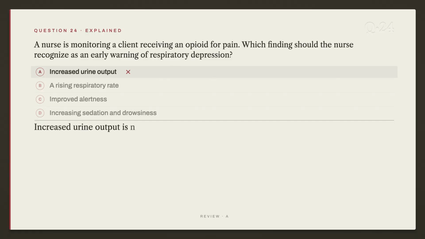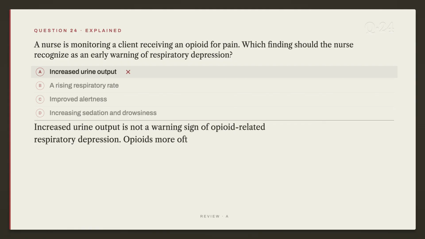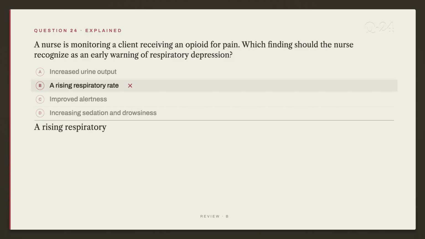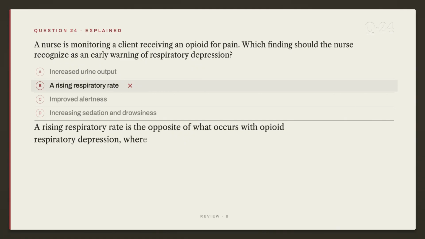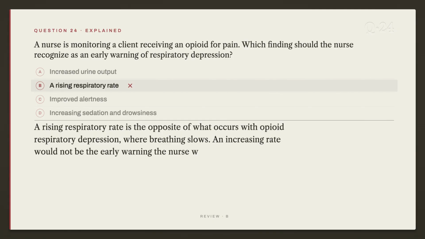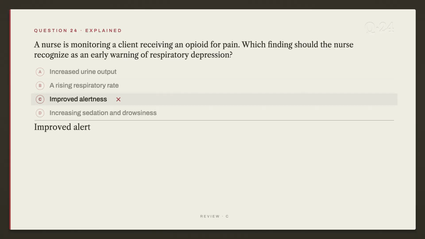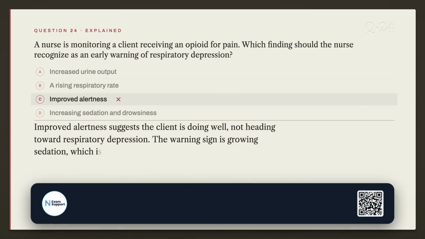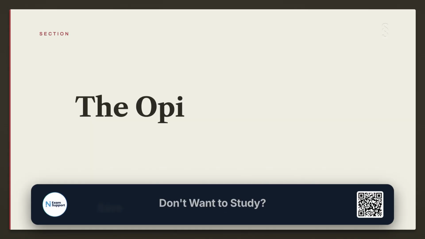A is wrong because increased urine output is not a warning sign of opioid-related respiratory depression. Opioids more often cause urinary retention, so this finding does not signal the developing danger. B is wrong because a rising respiratory rate is the opposite of what occurs with opioid respiratory depression, where breathing slows. An increasing rate would not be the early warning the nurse watches for. C is wrong because improved alertness suggests the client is doing well, not heading toward respiratory depression. The warning sign is growing sedation, which is the reverse of becoming more alert.